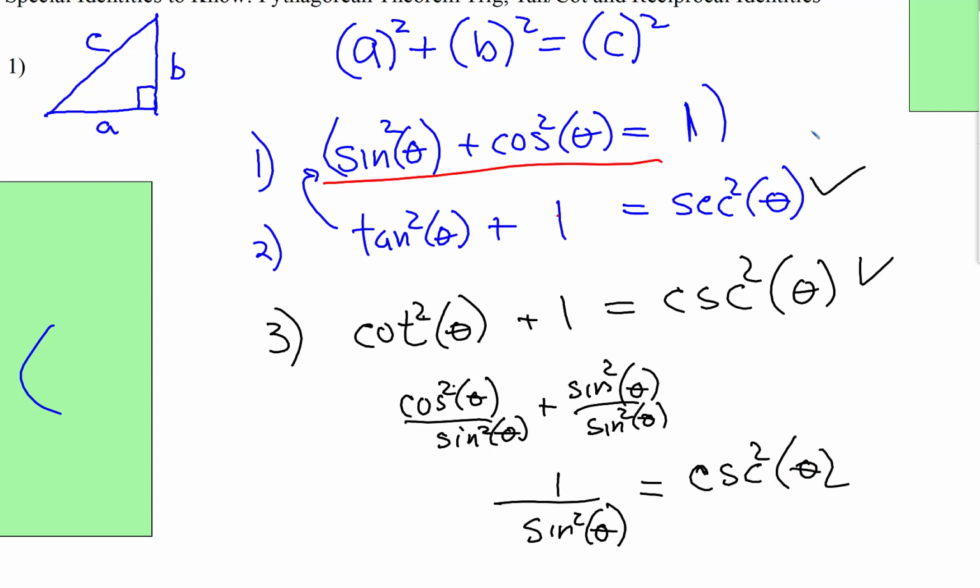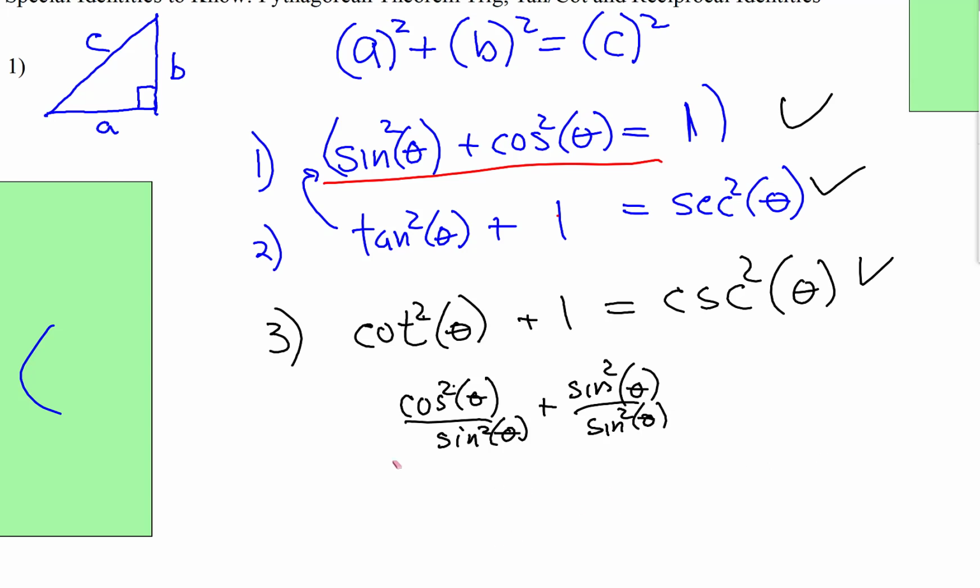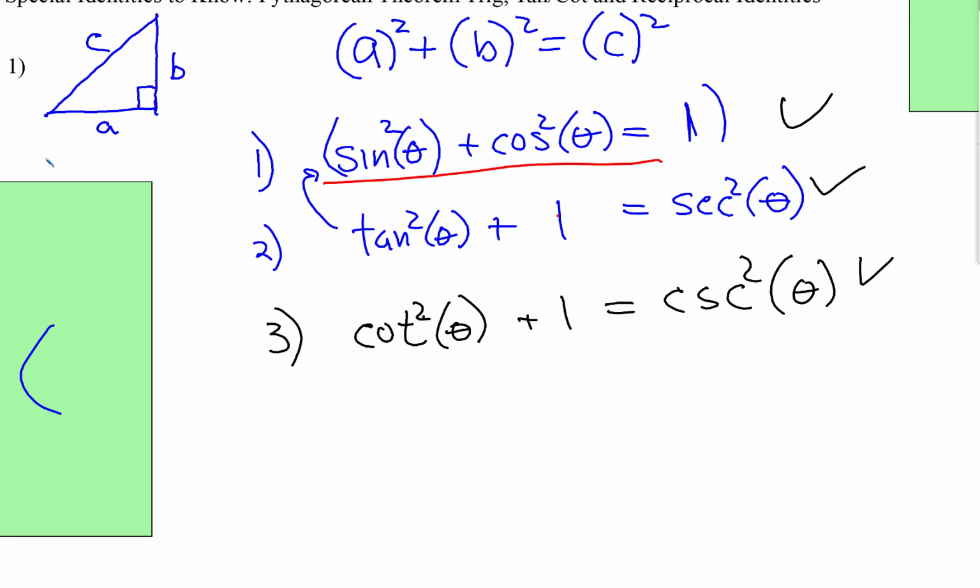So those three Pythagorean theorems are just the same version of each other, and they're all the version of a squared plus b squared is equal to c squared.